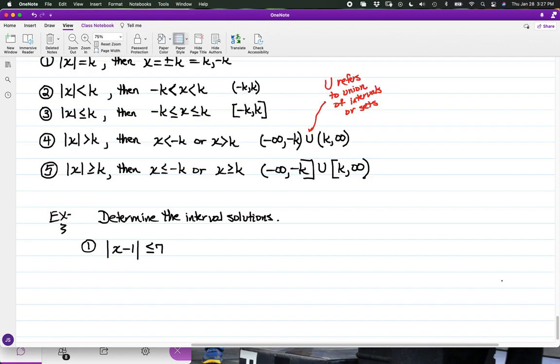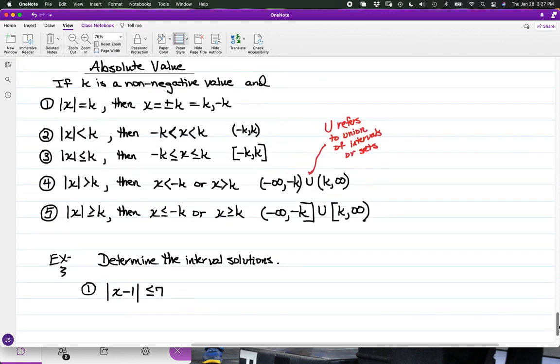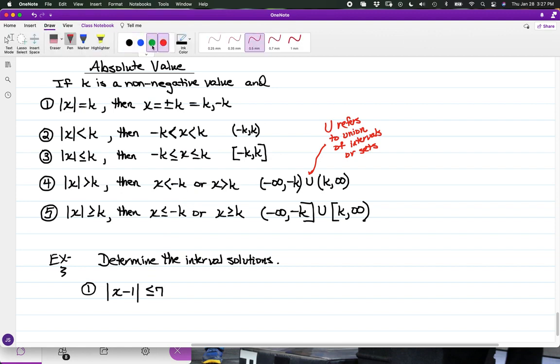Okay, so for your cases here, for the absolute value of x minus 1 is less than or equal to 7, you have the absolute value term by itself and the constant on the other side. Now k is 7. 7 is non-negative. And the absolute value of x, again, we have represented by the absolute value of x minus 1. And in terms of how these quantities relate, this statement is going to apply for the third case.